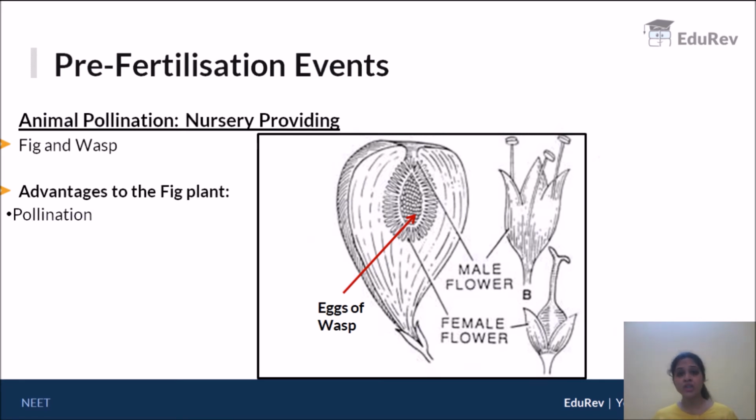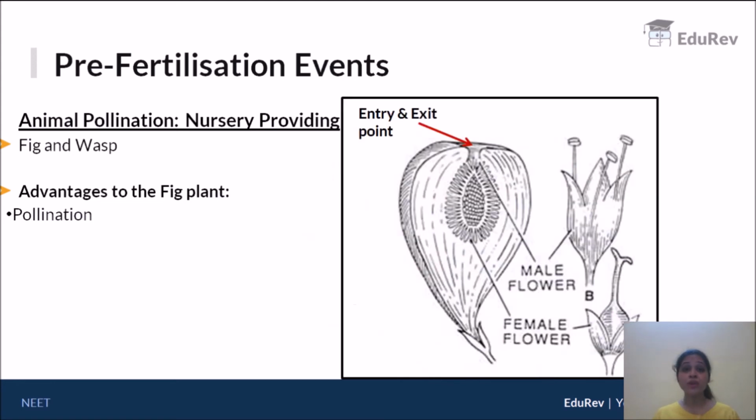But what is the advantage to the fig plant? The first is that pollination is achieved. The question is, how is pollination really achieved? Now, on top you can see that's the entry and the exit point. Let us assume that the wasp has entered. It has gone towards the base where the female flowers are and laid her eggs. As she is moving outward, she will have to cross the anthers of the male flower. As she crosses the anthers, she will take some of that pollen.